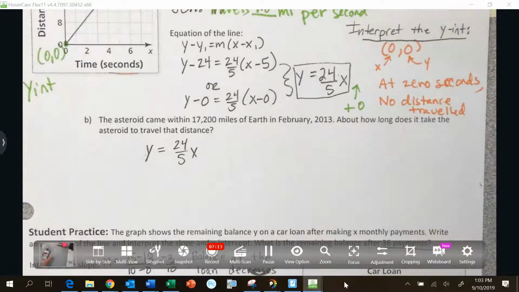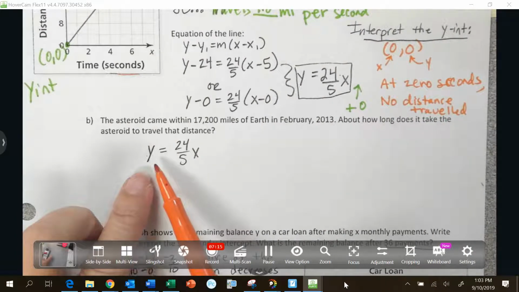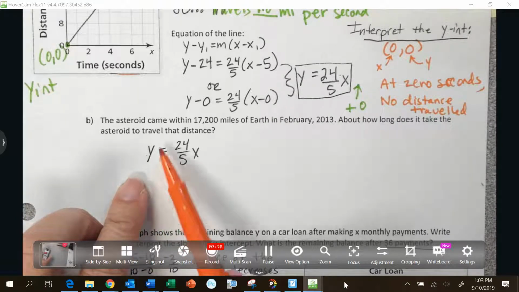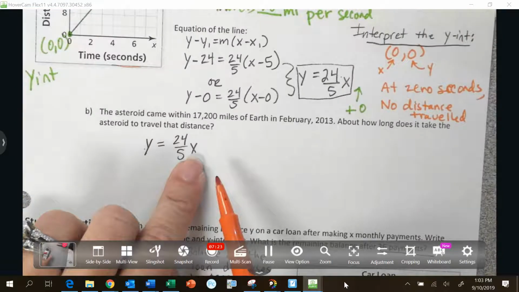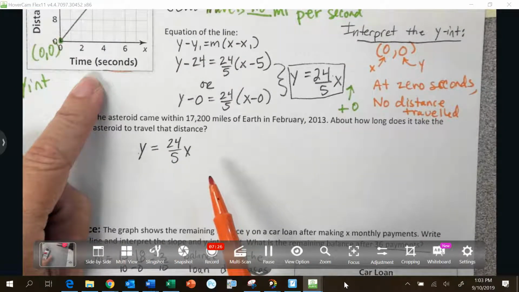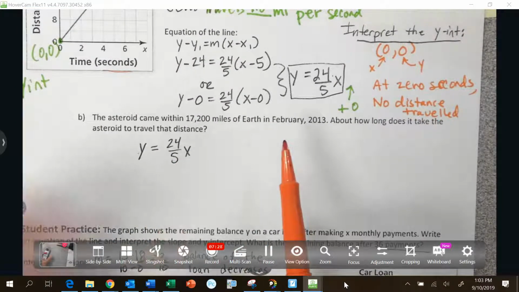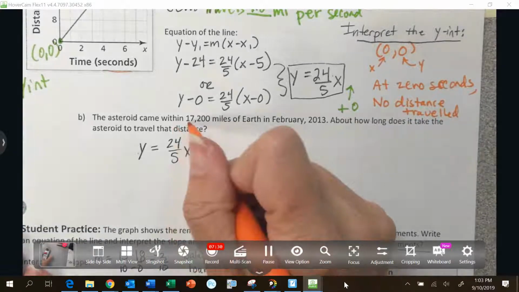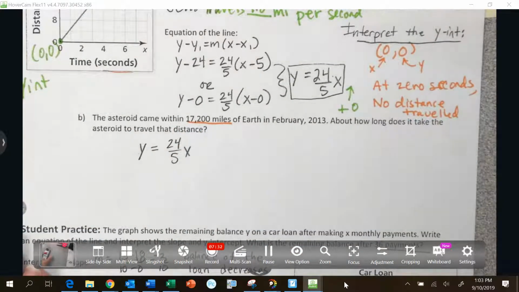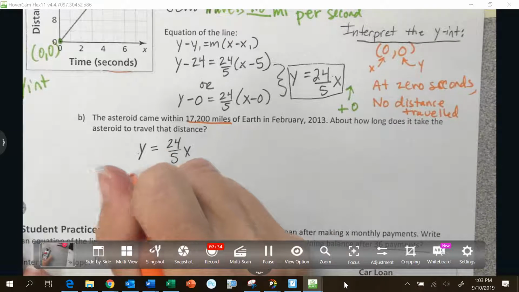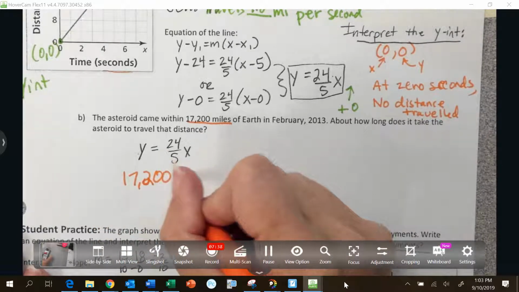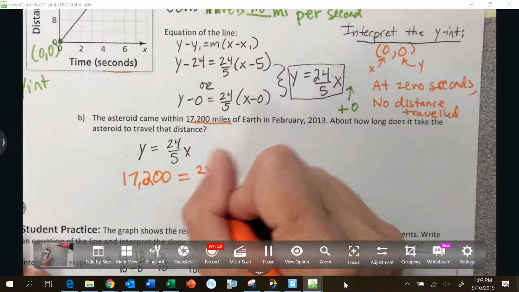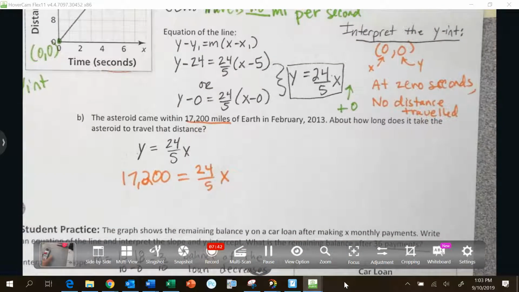How are we going to find the answer? What does y represent? What does the y value represent? Miles. And the x represents time. And what are we trying to find here? And what do we know here? So we know the miles. We know 17,200. We don't know the time. So we've got to solve an equation.